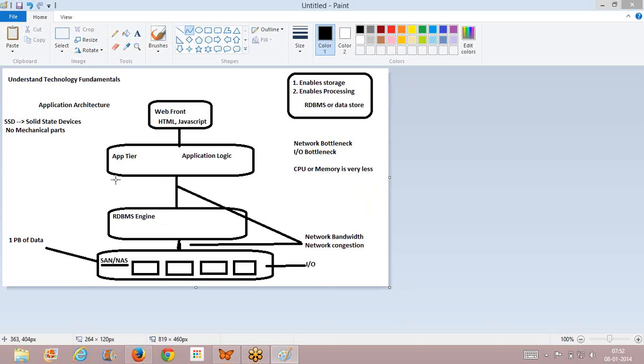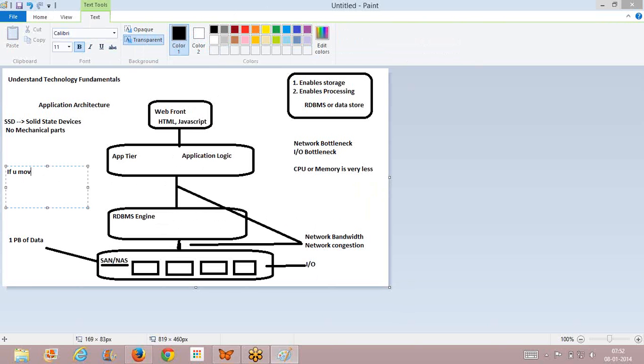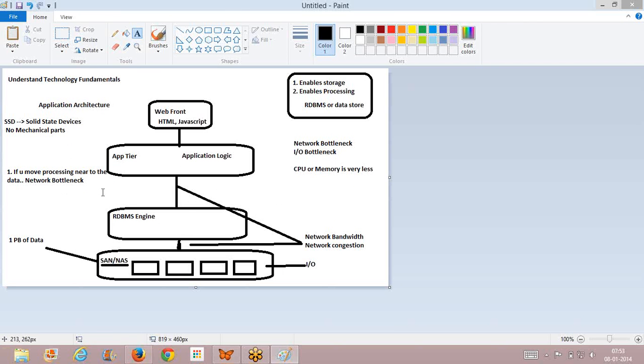So the lesson learned from all this is, if you move the processing closer to the data, these bottlenecks can be avoided. And it's common sense. I don't think anybody has to tell us that if you move processing near to the data, bottlenecks can be eliminated. Network bottleneck at least will go off. So this is where the first fundamental starts off. Fundamental number one is, how do I eliminate network bottleneck? To eliminate network bottleneck, I need to push the processing as close as possible to the data. So this is fundamental number one.